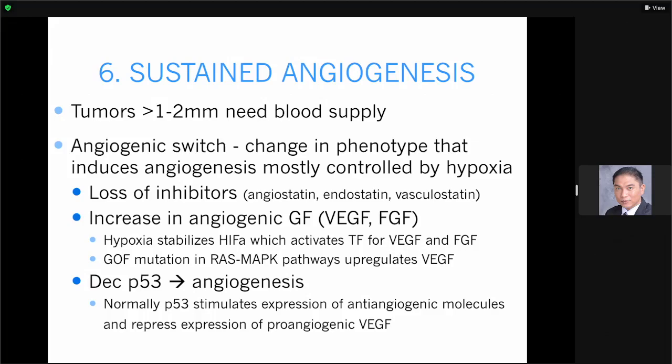VEGF and FGF. So hypoxia stabilizes HIF-1 alpha, which can activate transcription factors for VEGF and FGF. And decrease p53. Decrease p53 will lead to angiogenesis, because normally p53 stimulates expression of anti-angiogenic molecules and represses expression of VEGF that is pro-angiogenic.